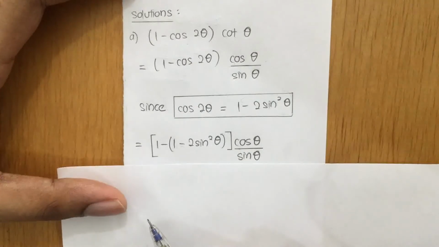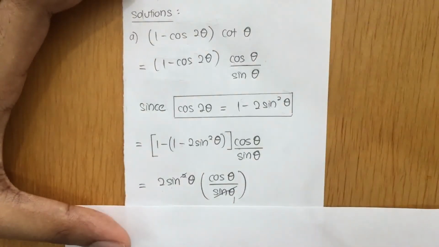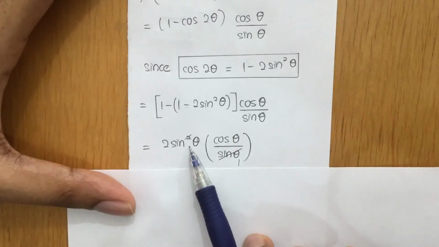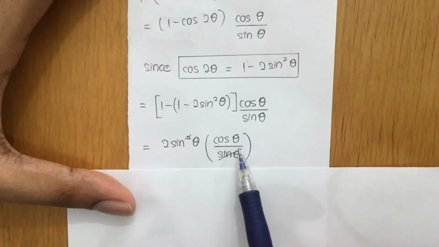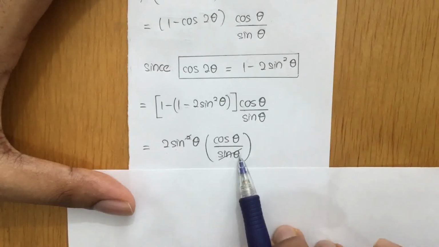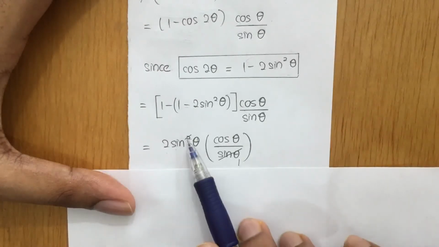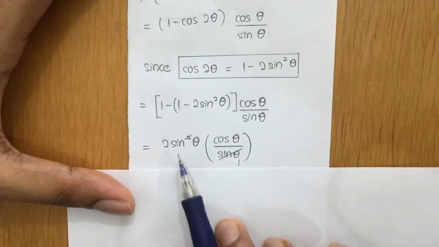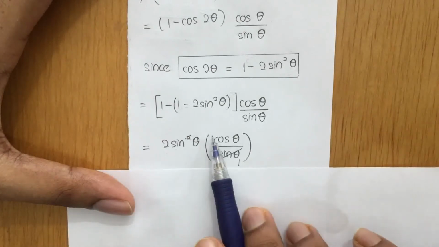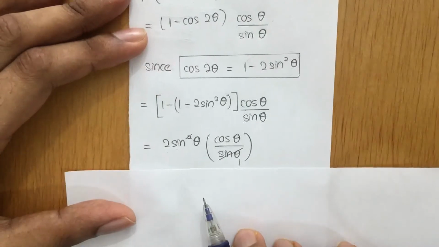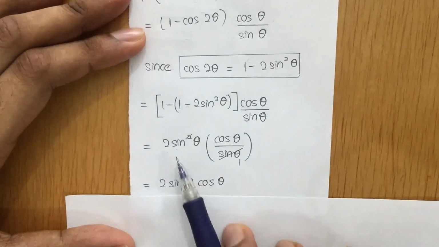Let us proceed to the next working. So this is your working, guys. From here you get 2 sine square theta times cos theta over sine theta. For the next step, this sine theta will cancel off and become 1, and the square on the sine square will be removed, and you are only left with sine theta. So you are left with 2 sine theta in a bracket cos theta. Let us proceed to the next step, and then you times them together.